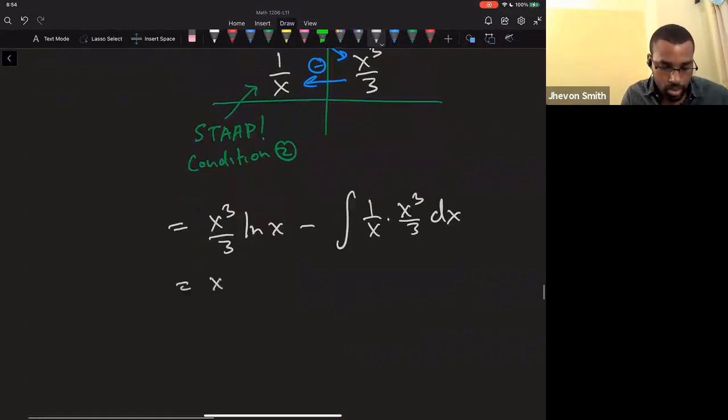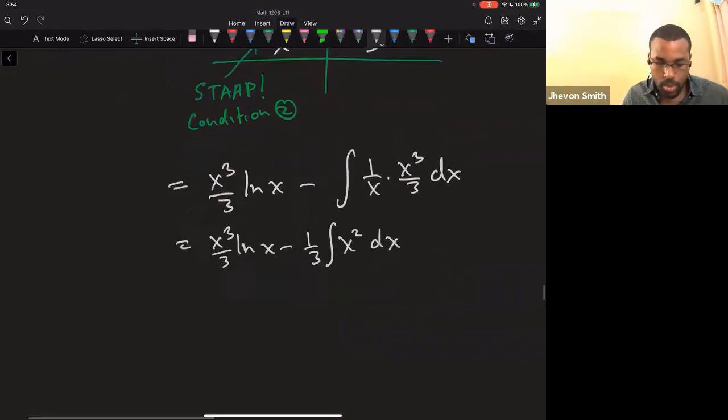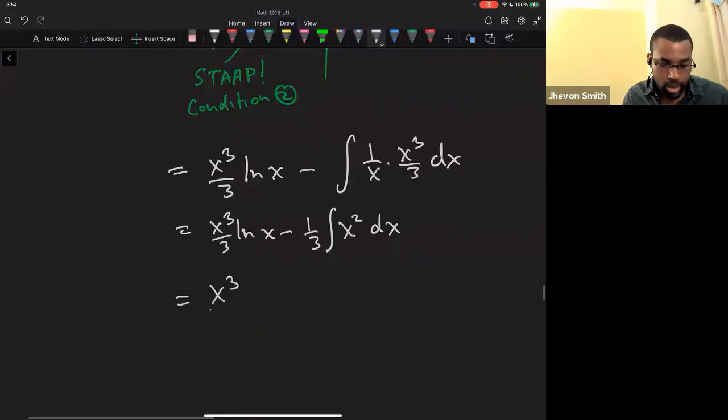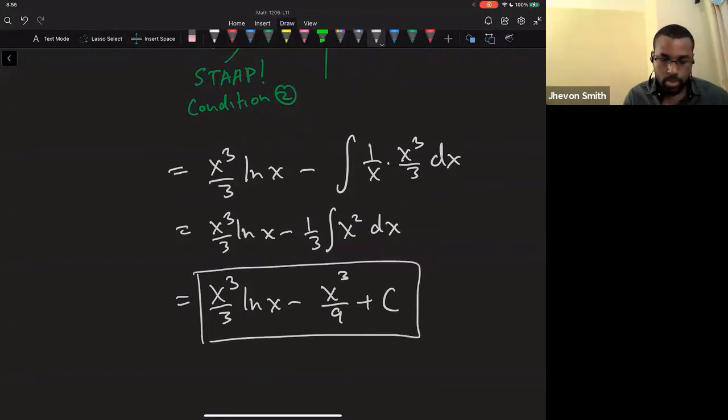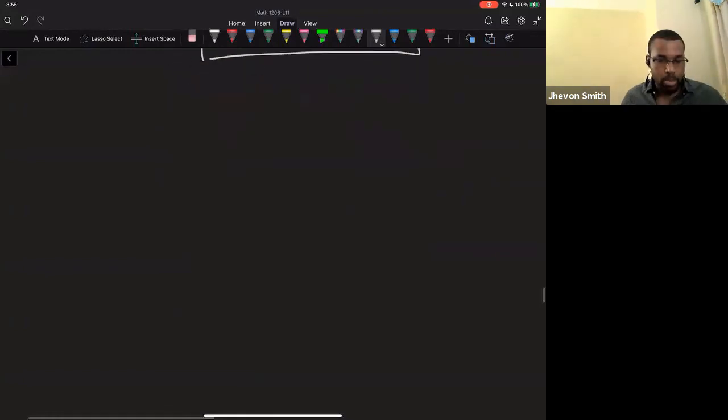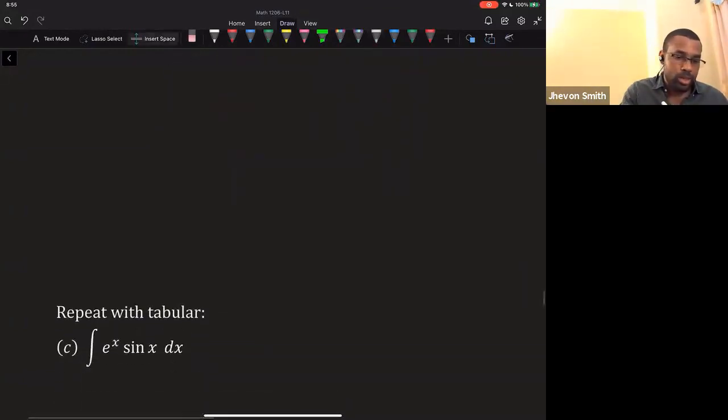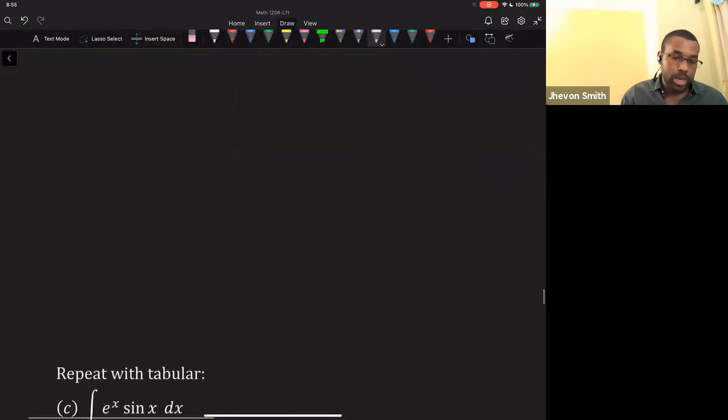So yeah, you again get the answer, x cubed over 3 ln x minus x cubed over 9 plus c. What about that one with the repeated integration by parts? I think that was the next one. Let's actually do that. Tabular integration can deal with that as well.